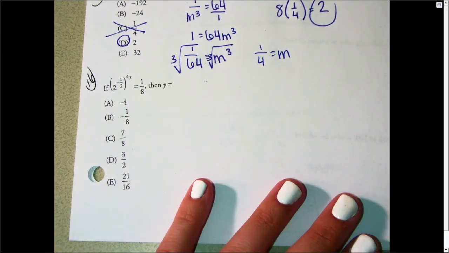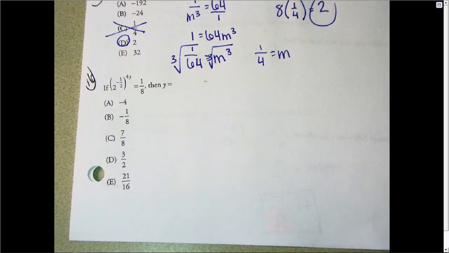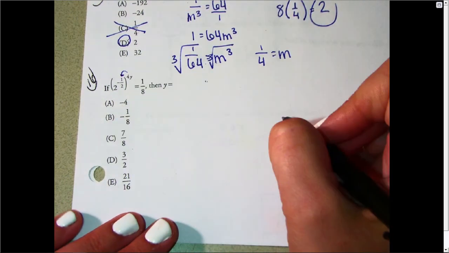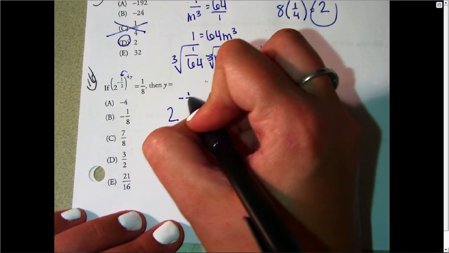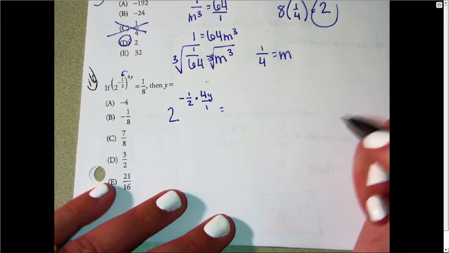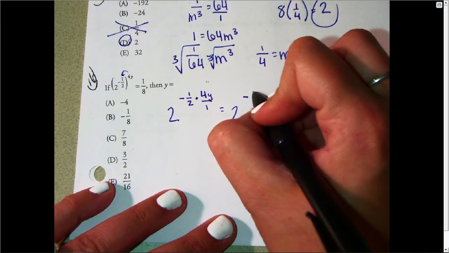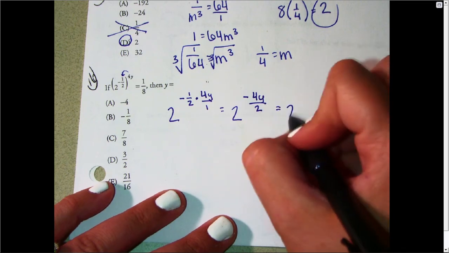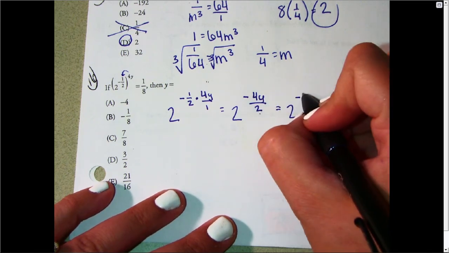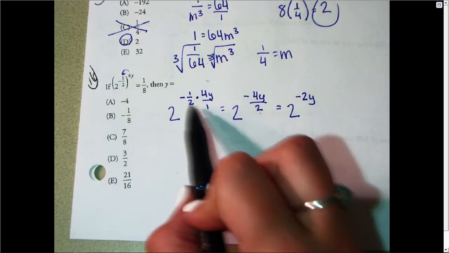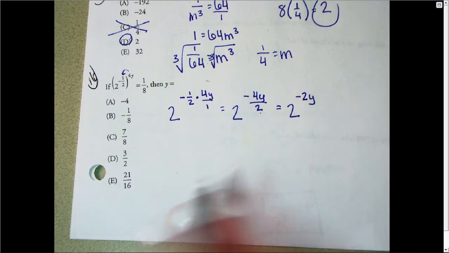Okay, 16. If 2 to the negative 1/2 raised to the 4y equals 1/8, then what is y? First thing I would do, distribute the 4y. So I would get 2 raised to the negative 1/2 times 4y. So let's combine that first. This is technically over 1, so I get 2 to the negative 4y over 2, which simplifies this fraction. 4 divided by 2 is negative 2y. So all I did was I distributed my power. It's power to a power, so I'm going to multiply. And then I just simplified the fraction to get negative 2y.